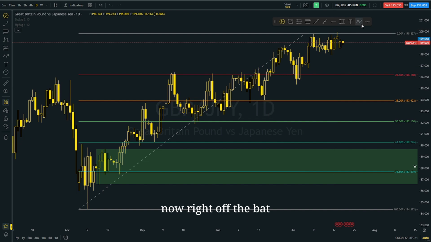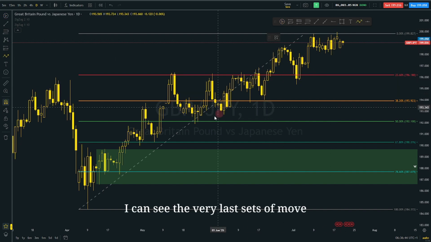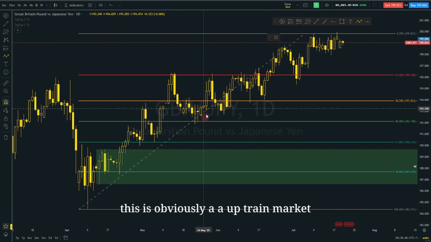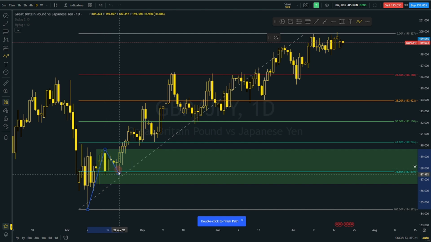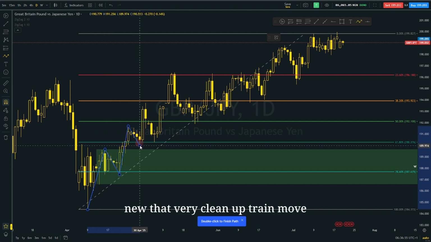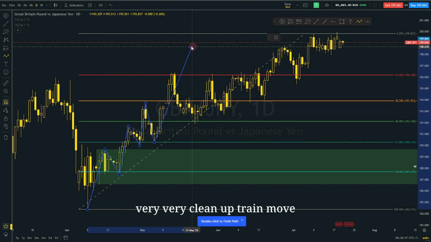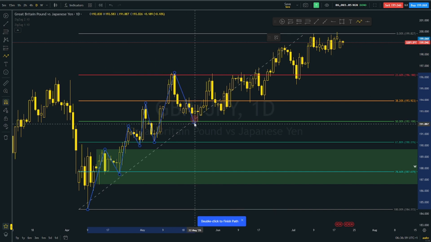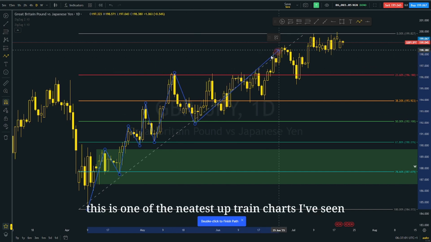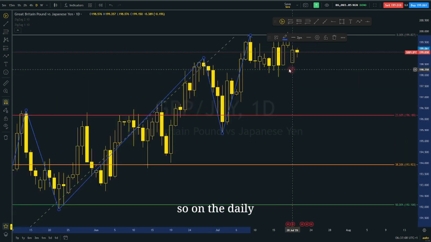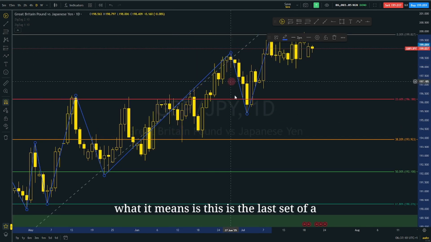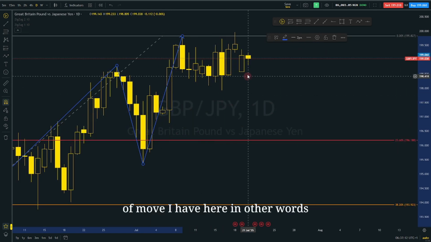Now, right off the bat, I can see the very last set of moves. This is obviously an uptrend market, and it's a very clean one. You can see that very clean uptrend move. In fact, this is one of the neatest uptrend charts I've seen yet. It's so neat, so clean, so obvious. So on the daily, this is the last set of moves I have here.